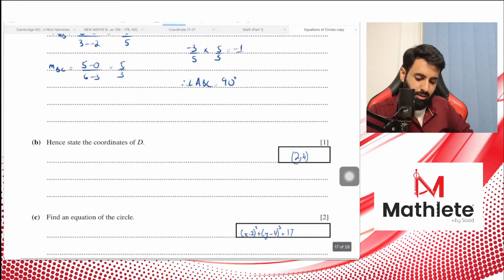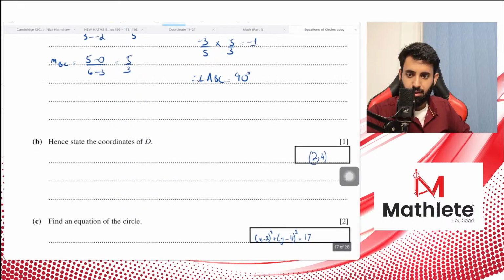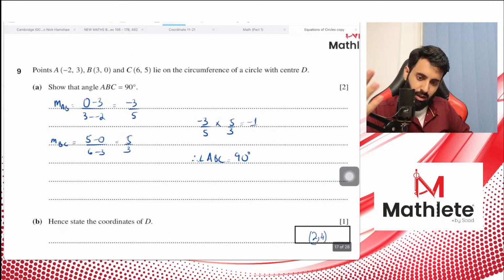Okay, so let's see. In order to find out the coordinates of D, let's first try and understand what the question is. So the question is that points A, B, and C lie on the circumference of a circle with center D.